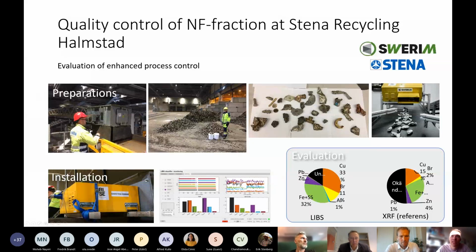Collect samples and prepare the instruments in the lab at the physical facility of the test bed, and then test this in the field at the recycling facility, and also work on, of course, the data analysis of this.